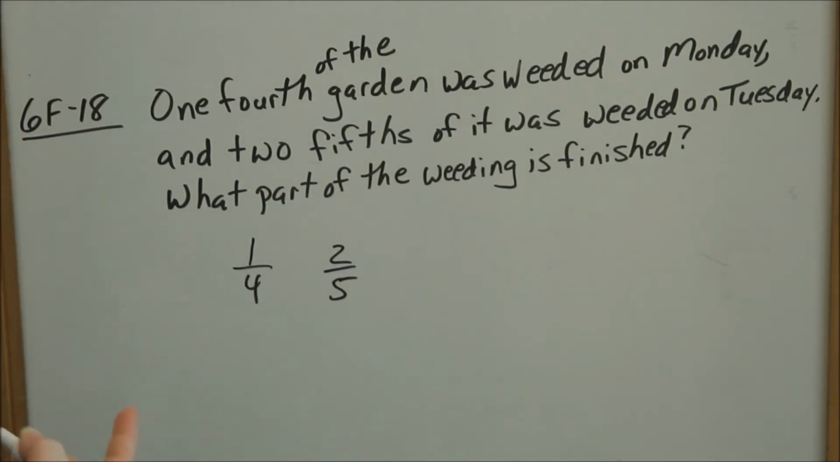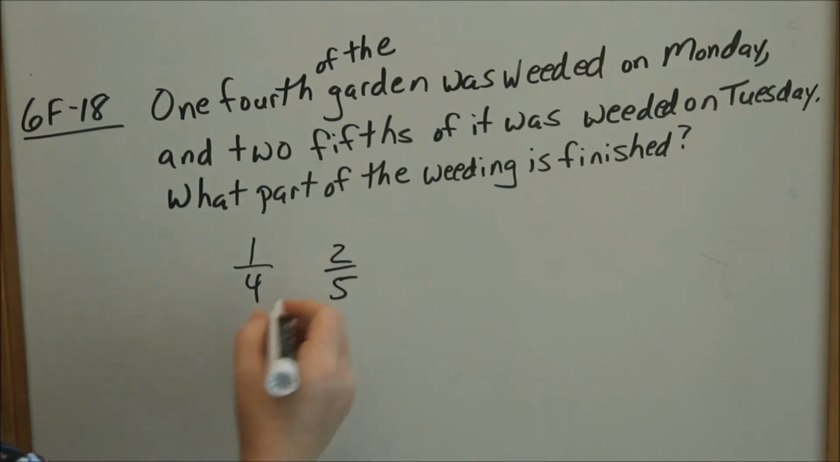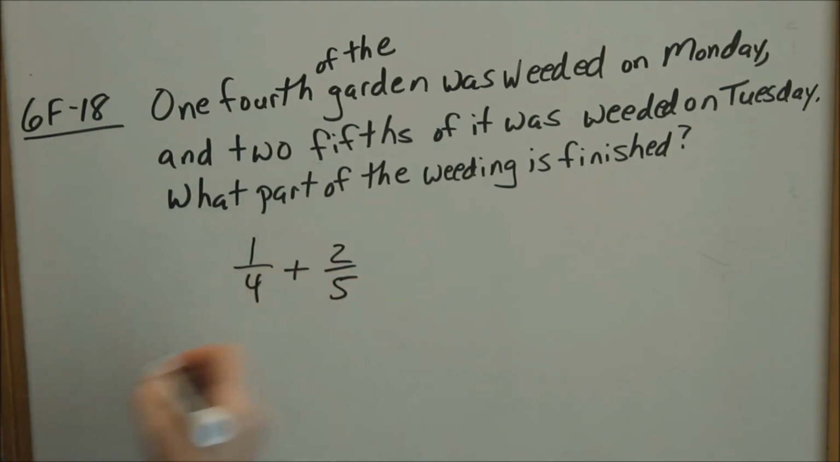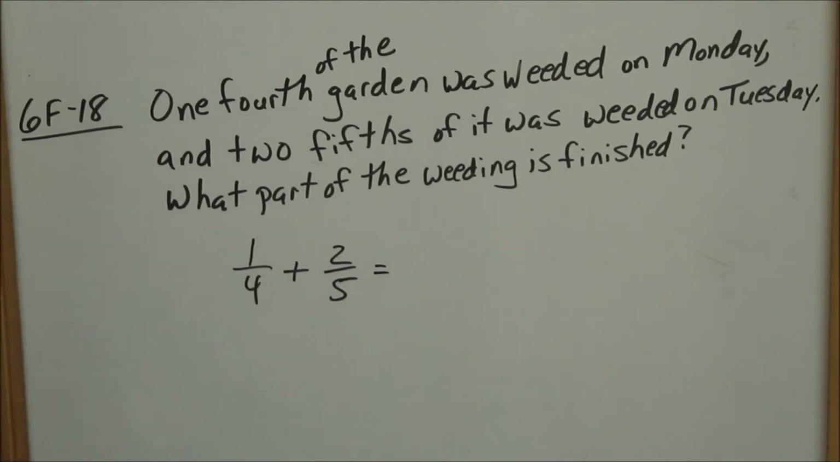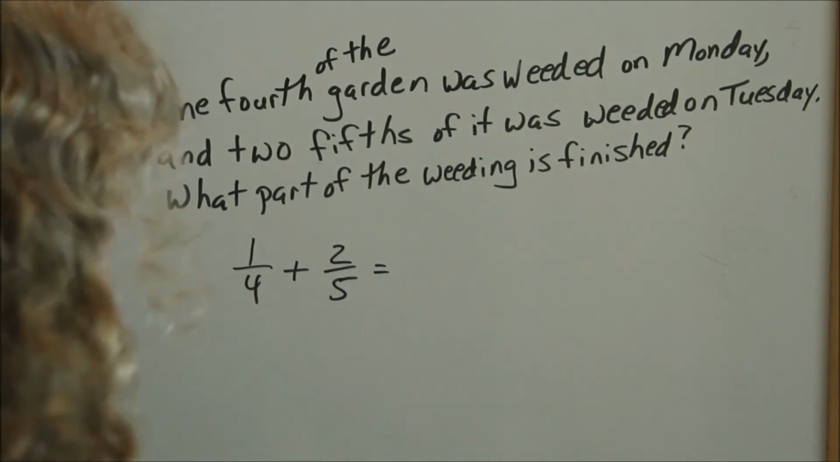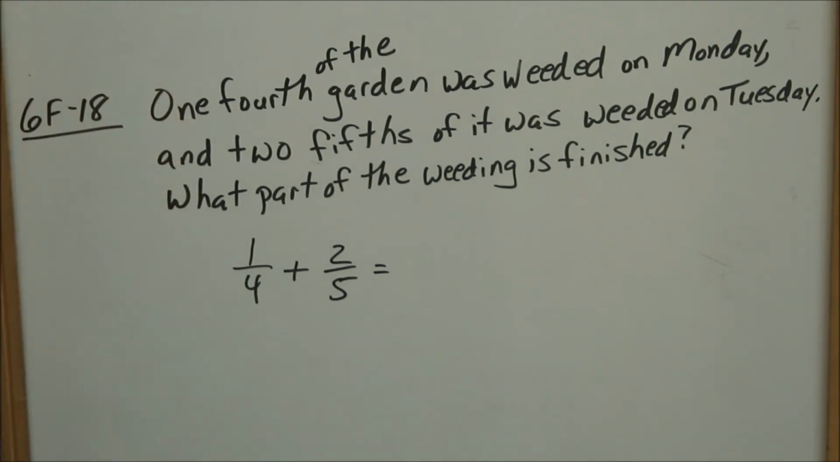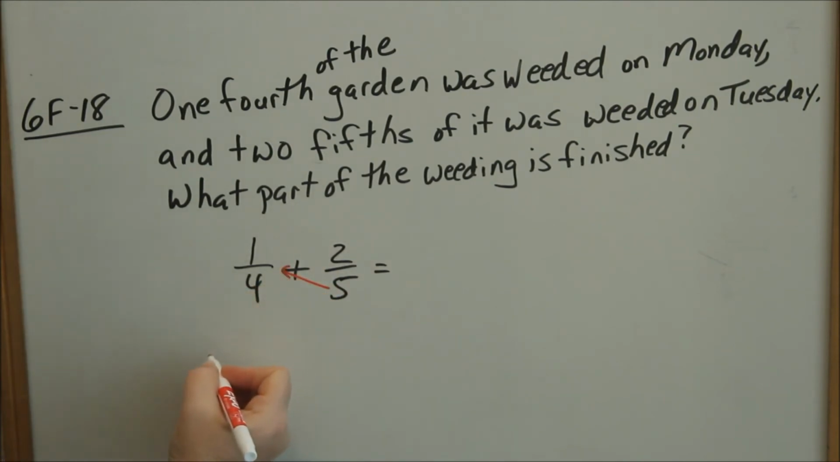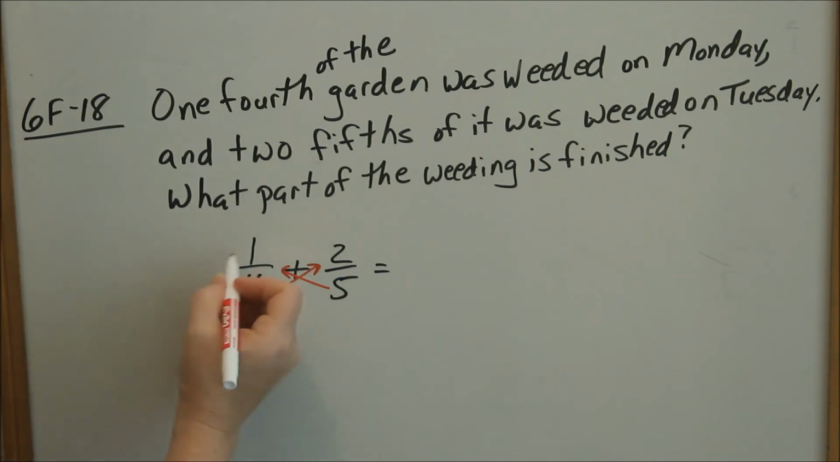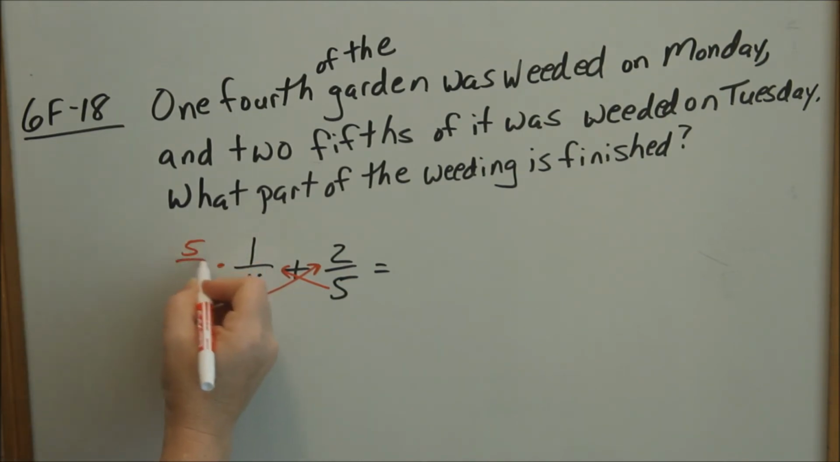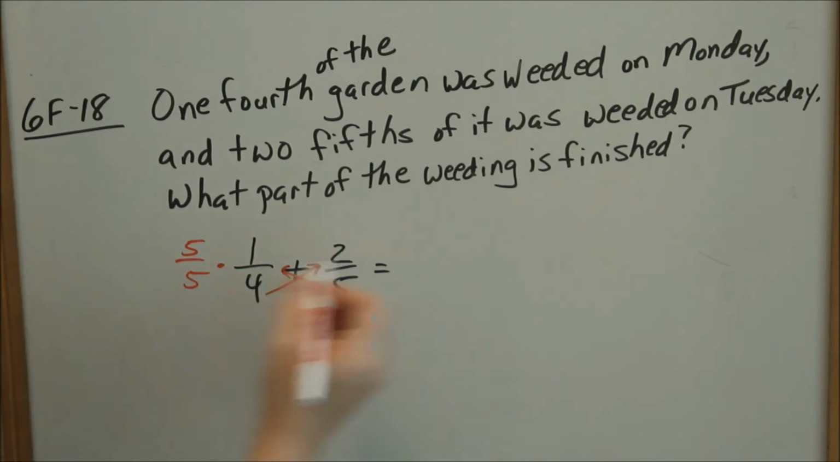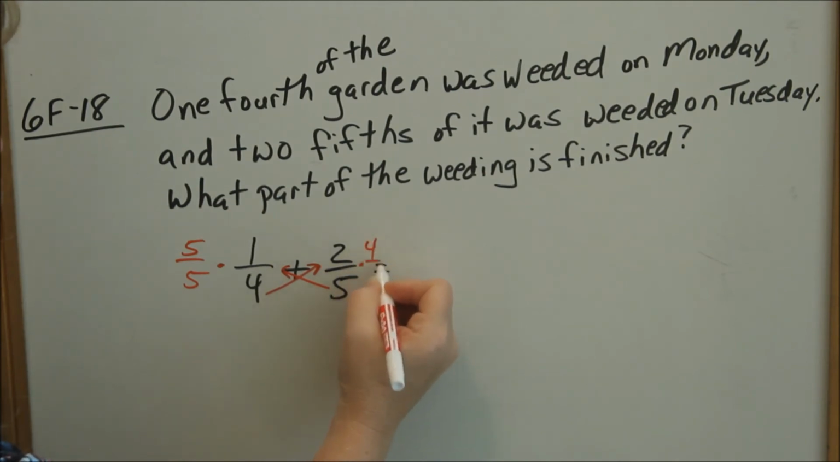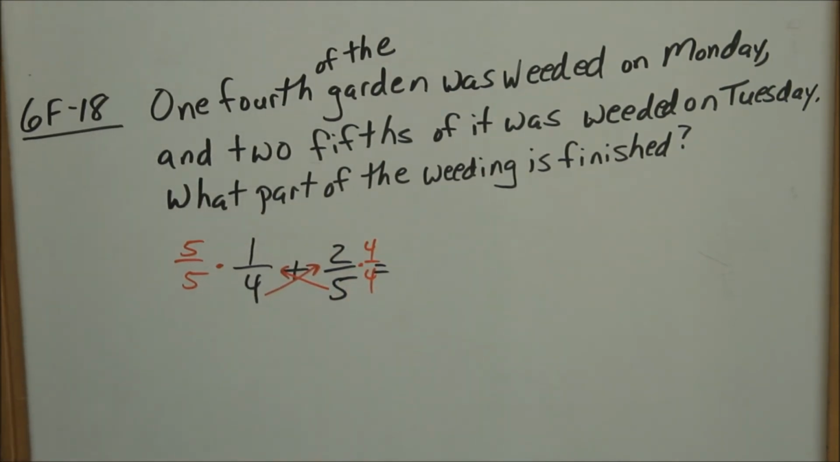What operation are you going to do? Well, we want to know what the total weeding we have done. Total weeding, add. Okay, so we're adding fractions. So how do you add fractions? You have to have a common denominator. Again, one of the easiest ways, take this number, multiply it to the numerator and denominator of that fraction. Now take this one and multiply it to that one. So take this fraction, multiply both by 5. Over here, multiply the numerator and denominator both by 4.